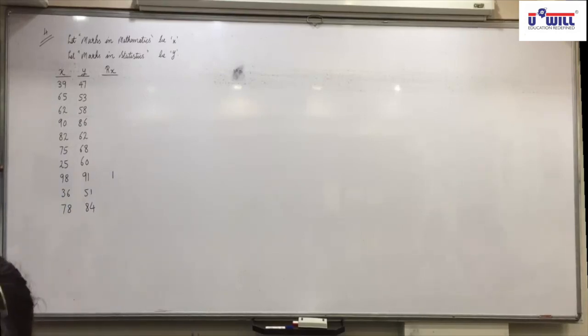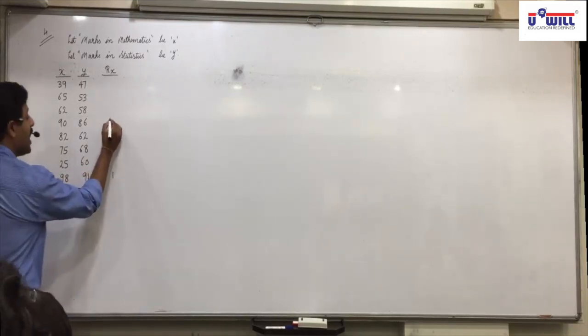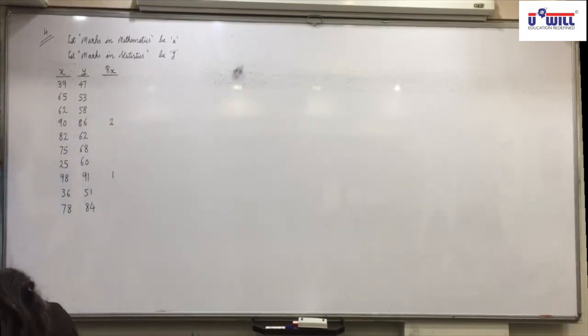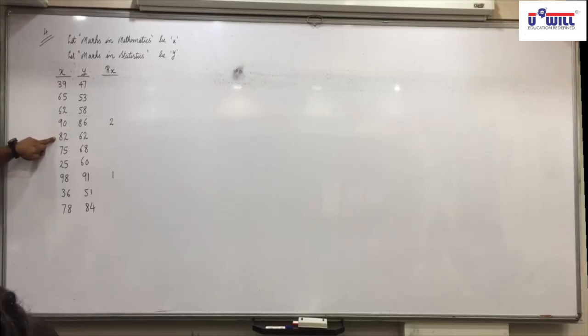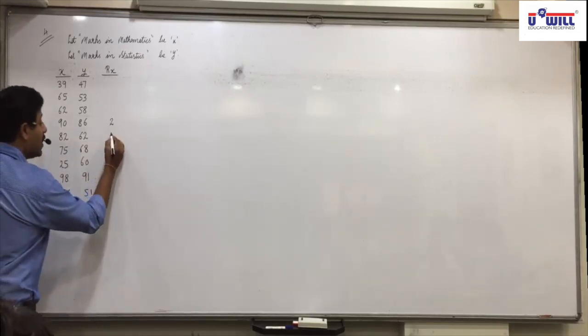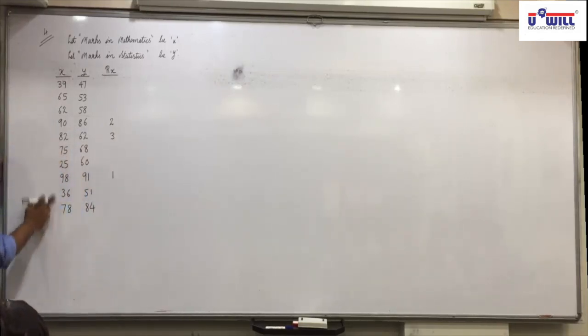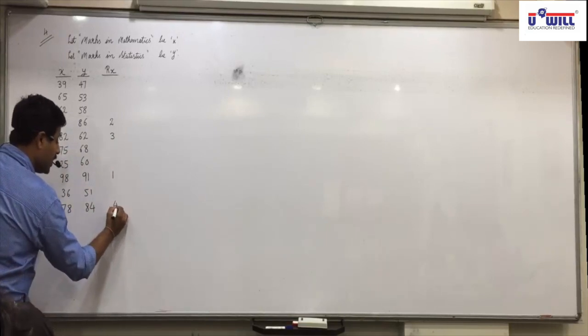So simple procedure. Able to get it? After that, who will get second rank? Who is scoring 90 marks? Give rank 2. Who will get third rank? 82 marks. Any confusion in that? Who will get fourth rank? 78 marks. Number it as 4.